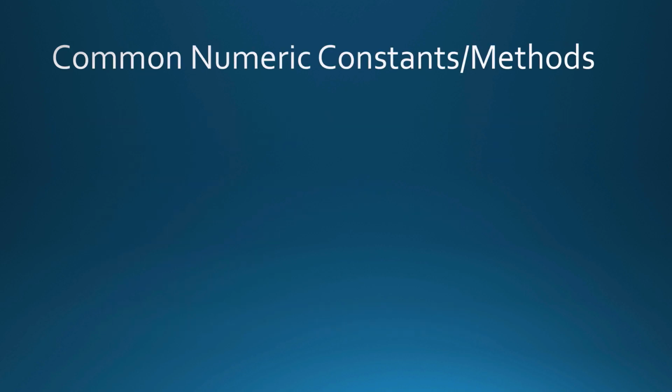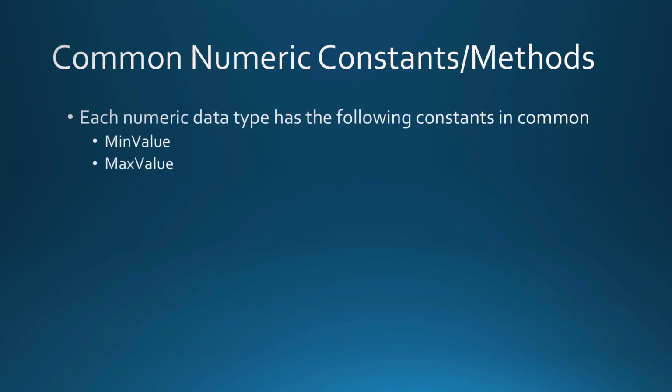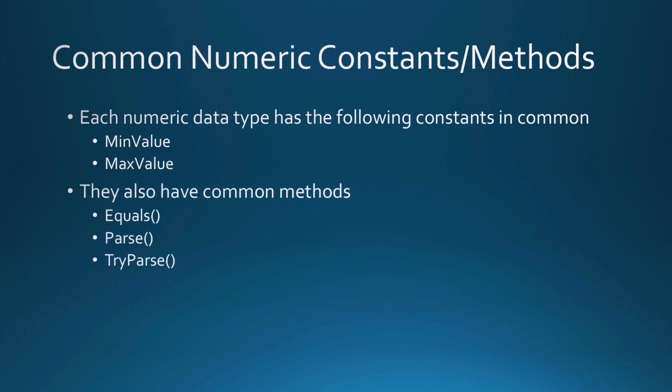Each of the numeric data types are structures, and those structures contain certain constants and methods that you'll find in common. So they'll have things like min value and max value. They each define their own minimum value and their maximum value. They also have common methods such as equals, parse, and TryParse. We're going to take a look at each of these in some of the different data types.